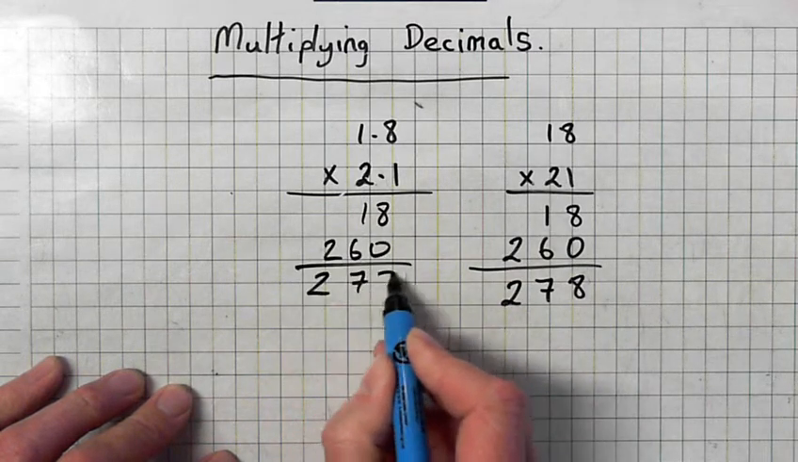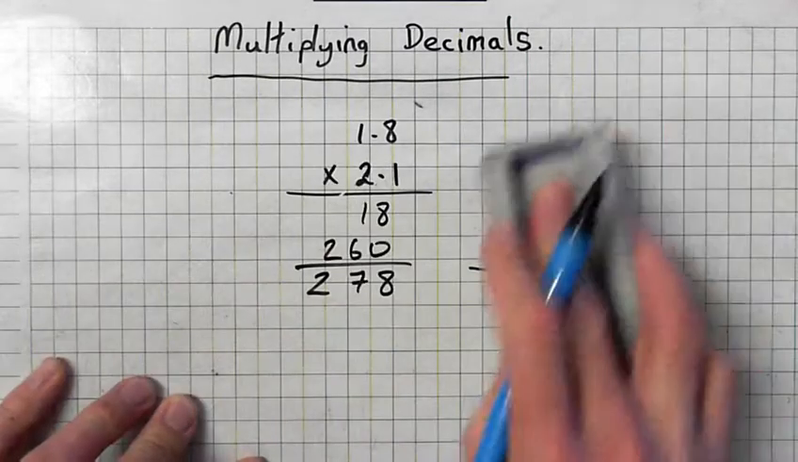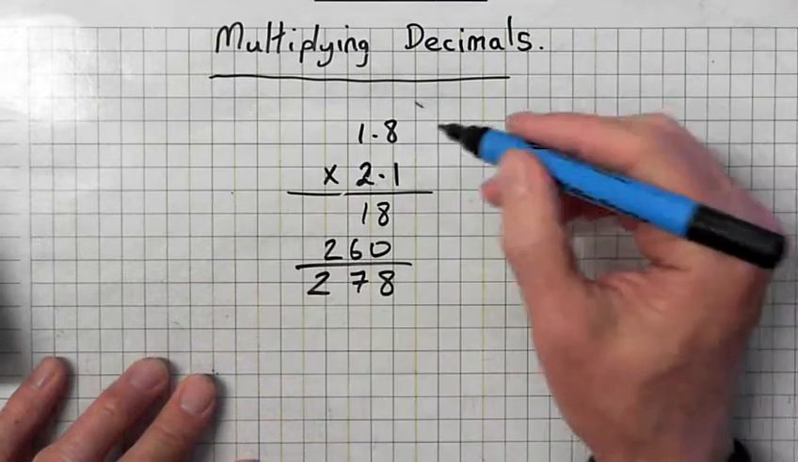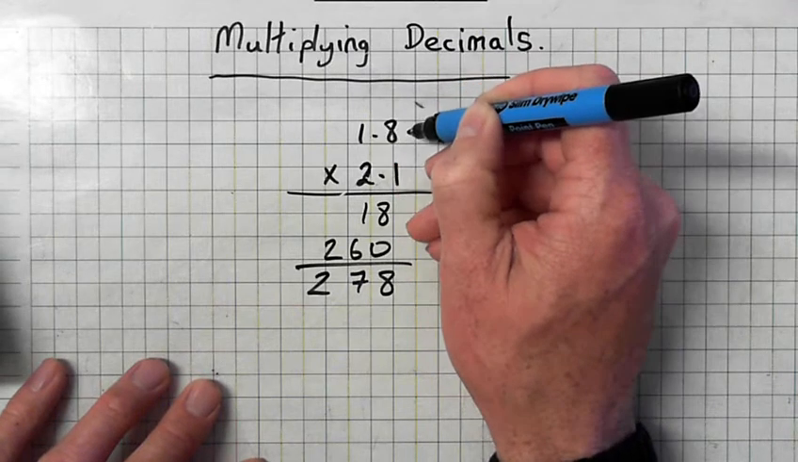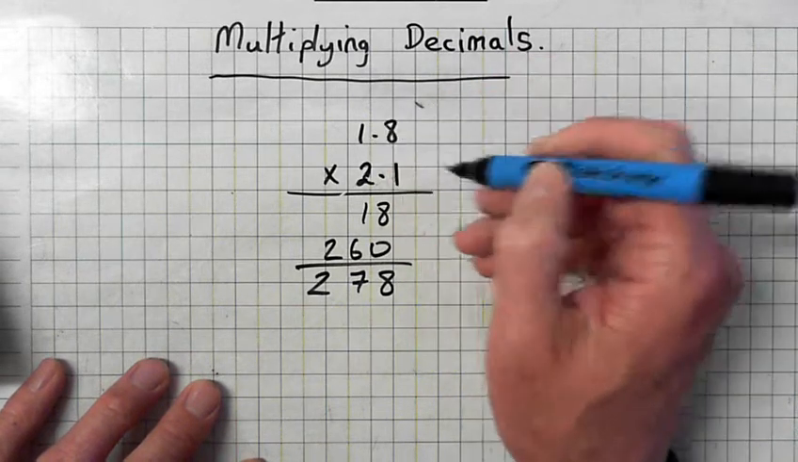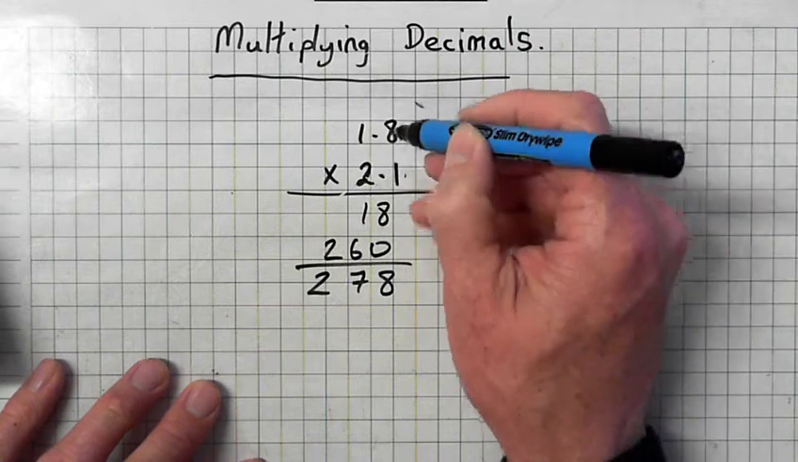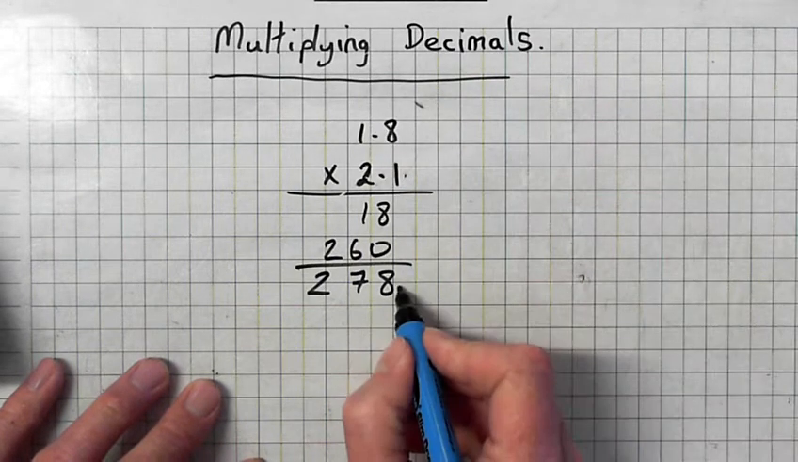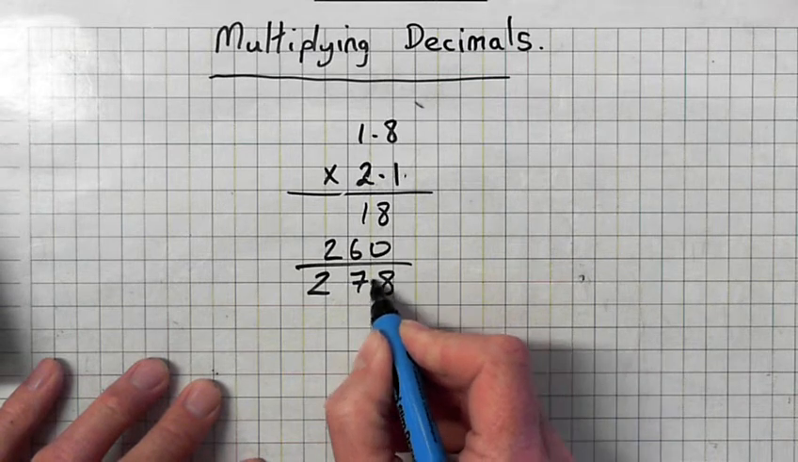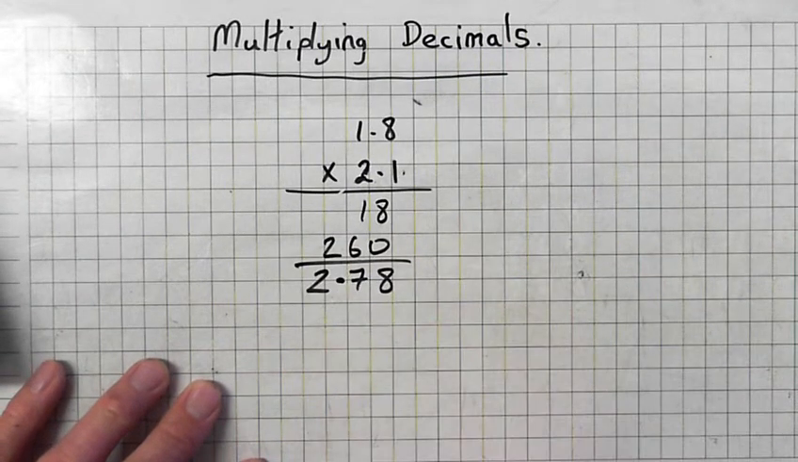Now what I have to do is include the decimal places. How far in is this decimal place? From the right, it's 1. How far in is this one? One. So I have 1 plus 1 is 2. Start here. 1, 2.